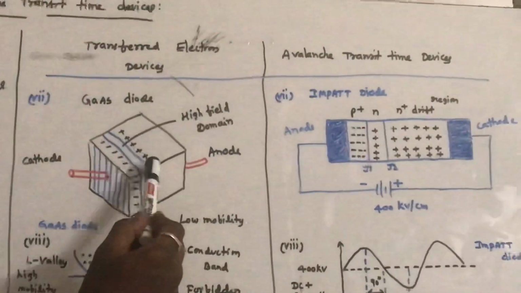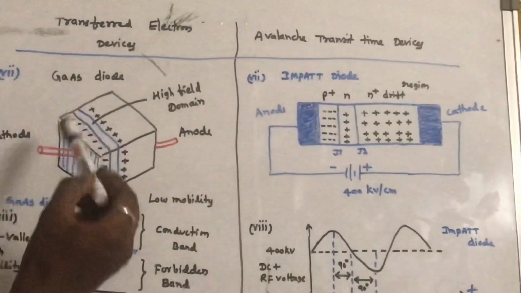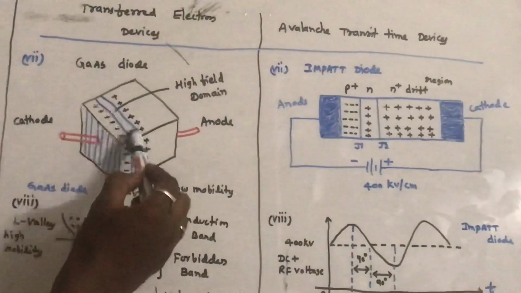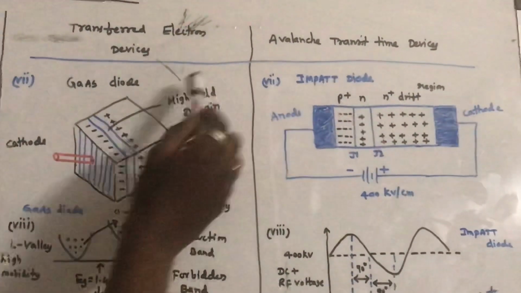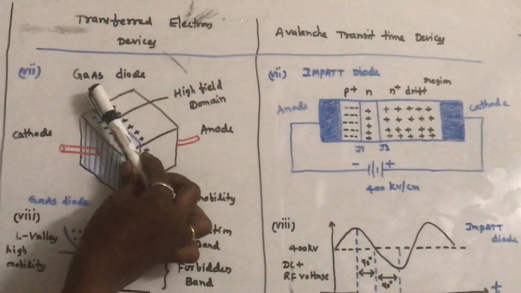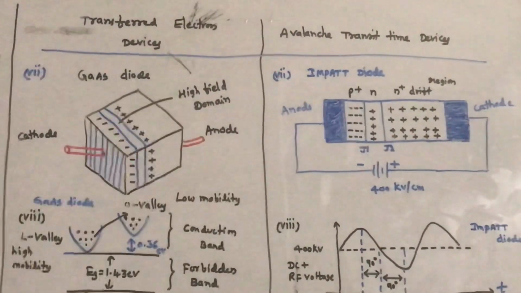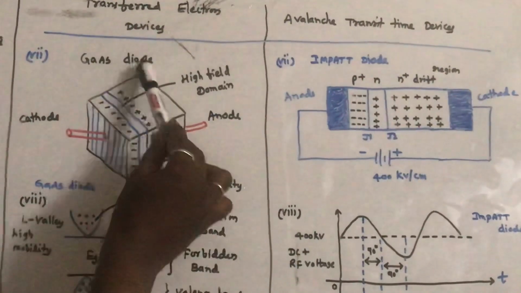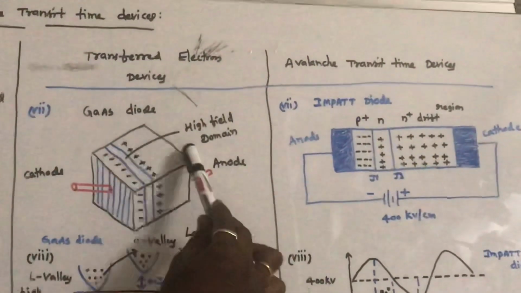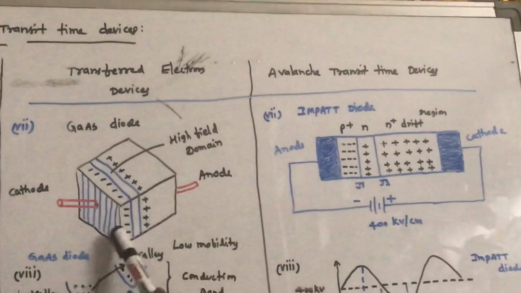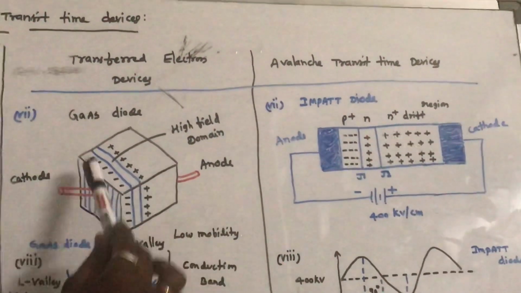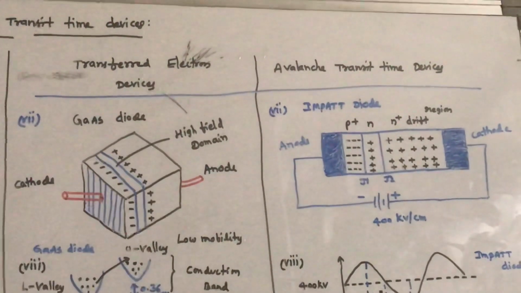So as you know, here there are no junctions. See, this strip here is not a junction. This is a high field domain. So, a very important point: this high field domain is transferred from cathode to anode. So this consists of only one compound material, the gallium arsenide structure, where there are no junctions inside. That's why these devices consist of no junctions.